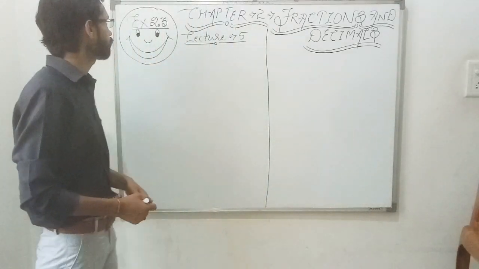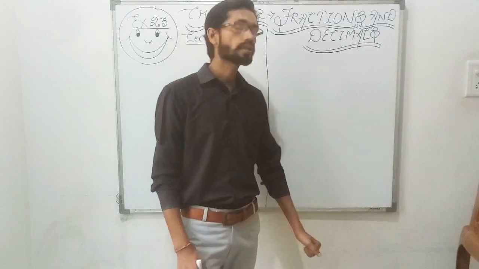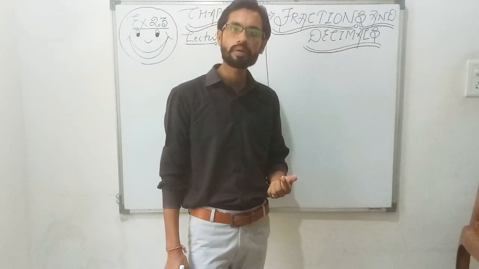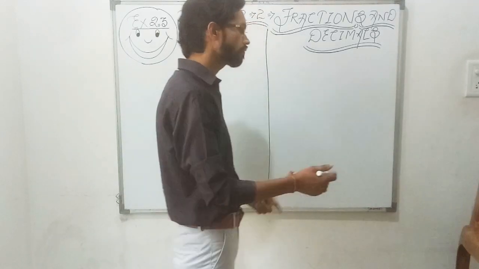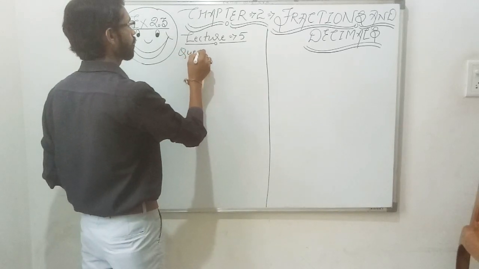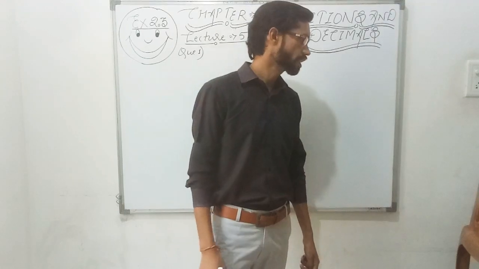So before we begin exercise 2.3, let me tell you, now we are going to multiply fractions which are in mixed form and which are in fraction form. Okay, so we'll start with question number 1, which says multiply the following fractions.